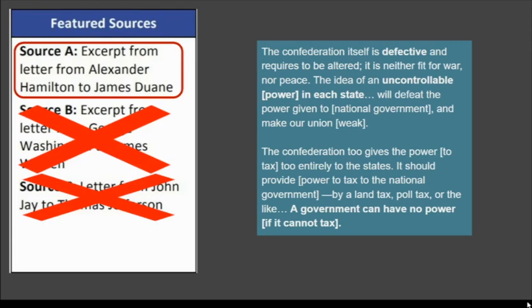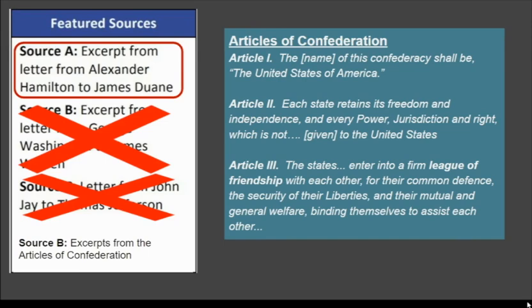but I did add excerpts from the Articles of Confederation so that they would be able to read that primary source document. And I also wanted them to note that it was a firm league of friendship. I wanted them to kind of learn that language and analyze it and think for themselves what that meant for the purpose of the Articles of Confederation.